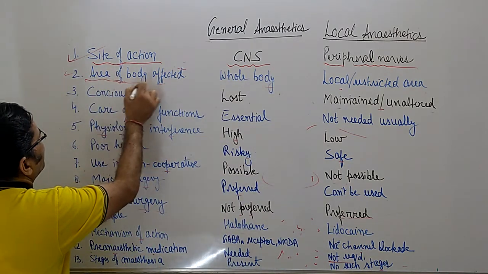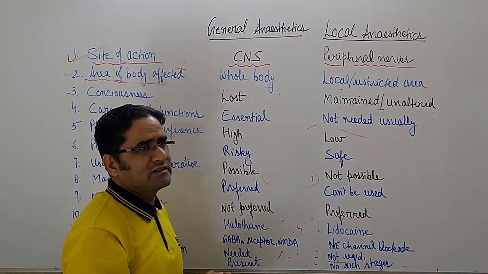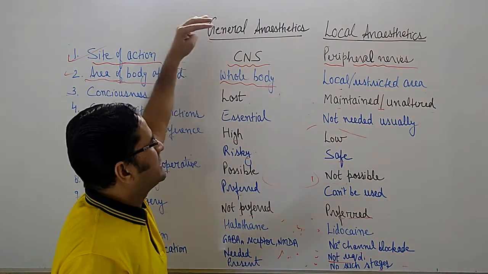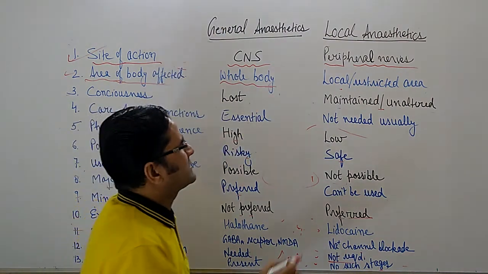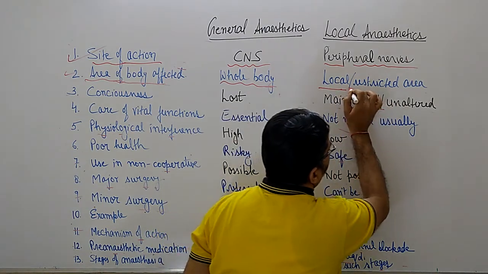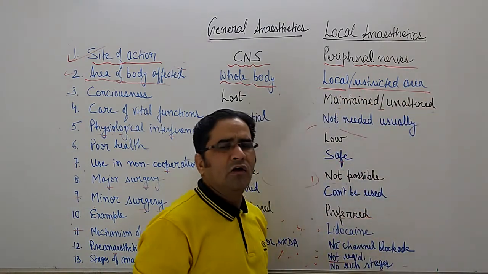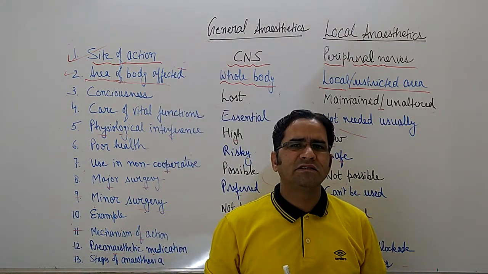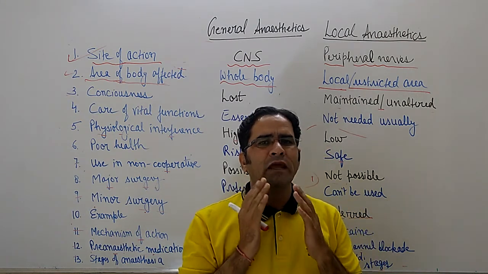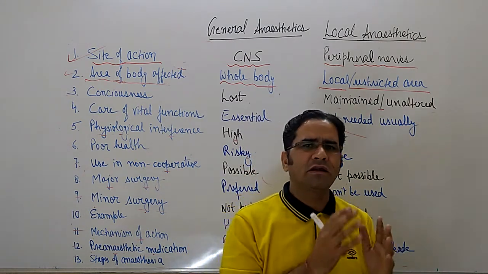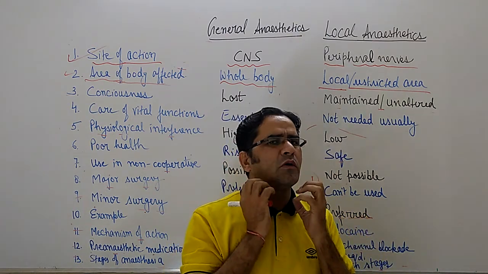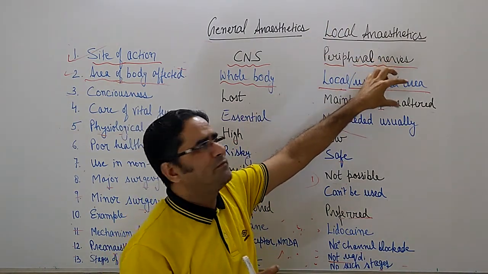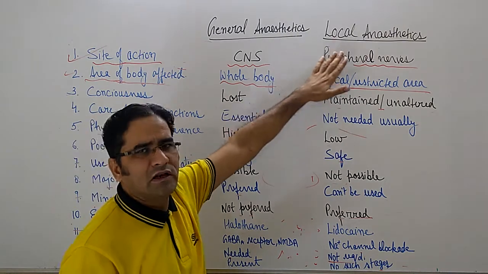Second is area of body affected. If we talk about the general anesthetic, the whole body is involved. The whole body is affected when we are using general anesthetic. But if we are talking about local anesthetic, only the local or a restricted area is involved. For example, if we are using local anesthetic for a dental procedure, the dentist gives it only at this part, and while the extraction or the dental surgery is going on, only this particular area is affected. So we can say that only a restricted area is affected. This is the peculiarity of local anesthetic.